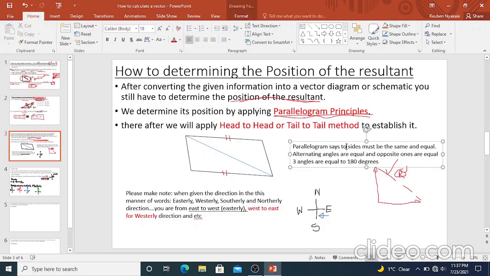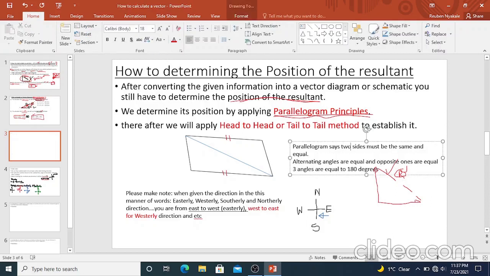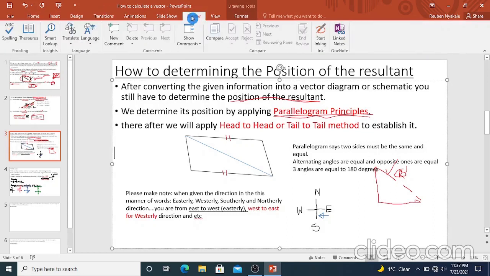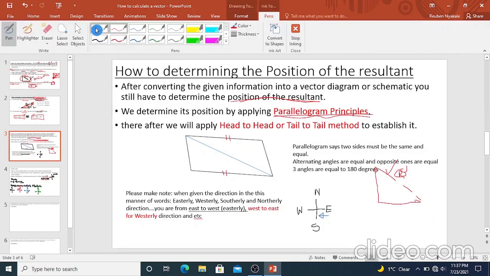Parallelogram says two sides must be the same and equal, right? That is the first point. And it says alternating angles are equal and opposite angles are equal.